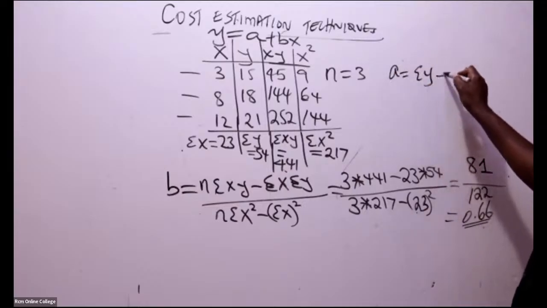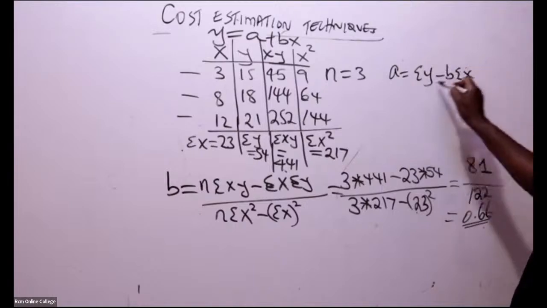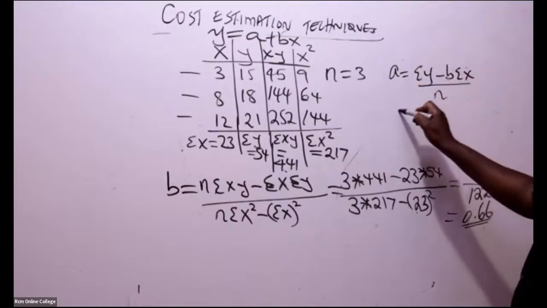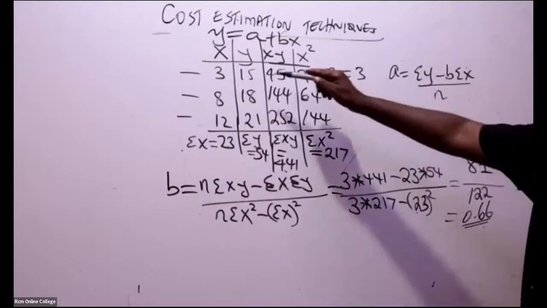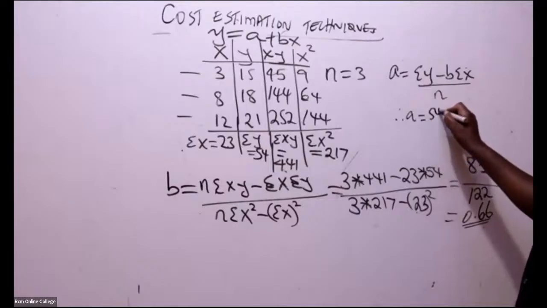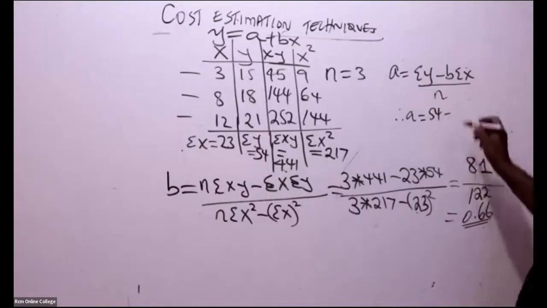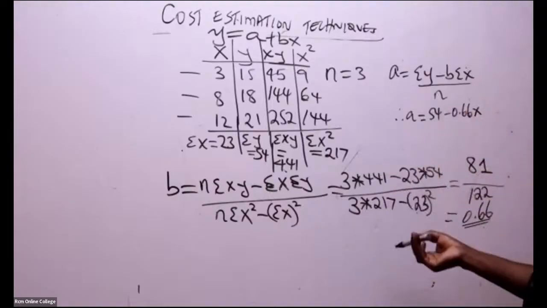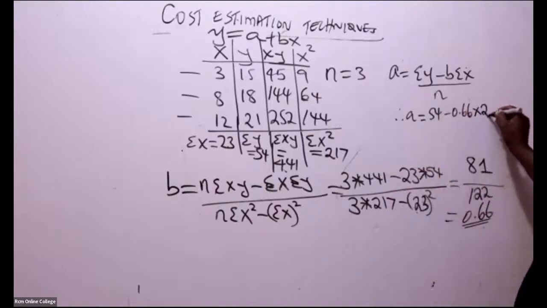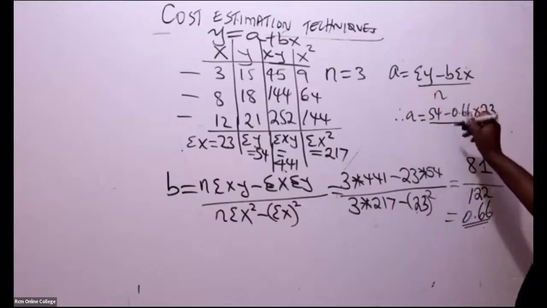So from there, please go ahead and give us the value of a, which will be summation of y minus b summation of x all over n. Therefore, a will be summation of y, which we have, it is 54, minus the b that you have just gotten, which is 0.66, times summation of x, which is 23. Everything to be divided by our n, which is 3.